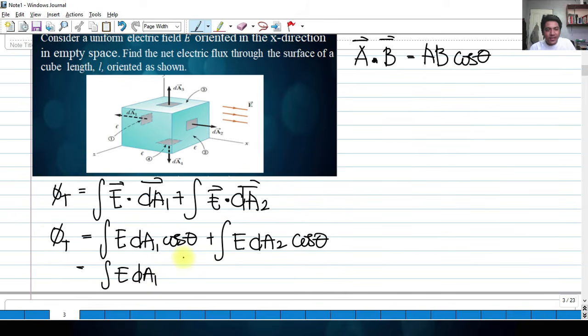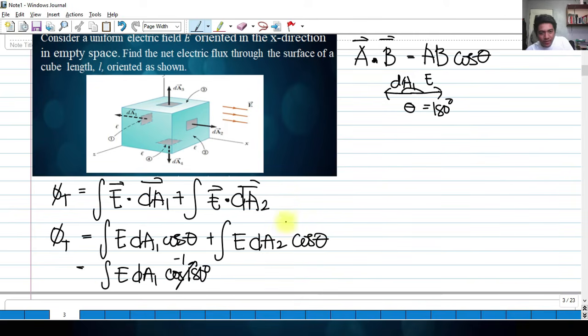That is a straight line. So we have here dA sub 1 and the electric field is in this direction. So the angle between them is 180 degrees. So we get cosine 180 degrees, and if I'm not mistaken, that is equivalent to negative 1.